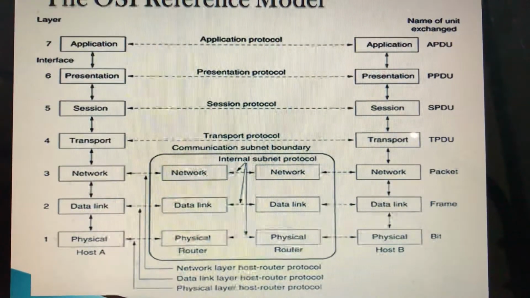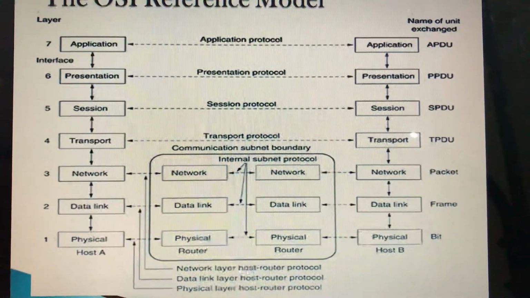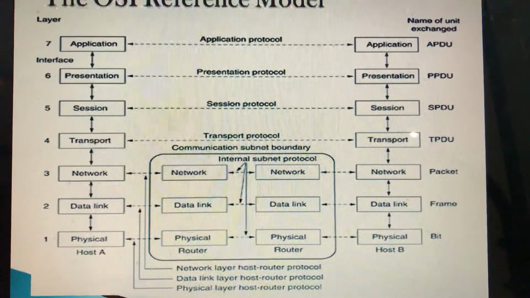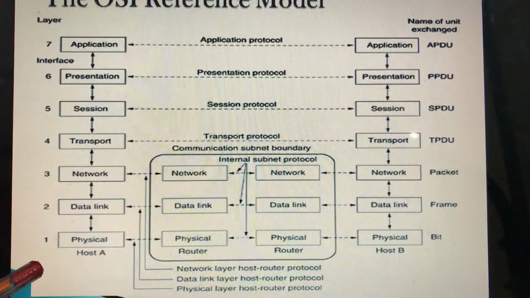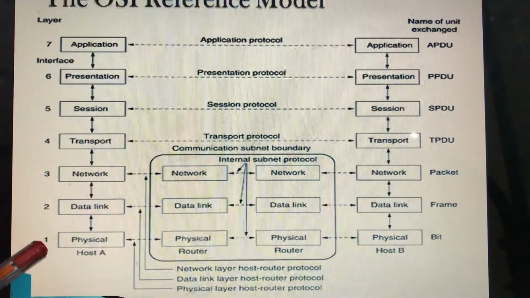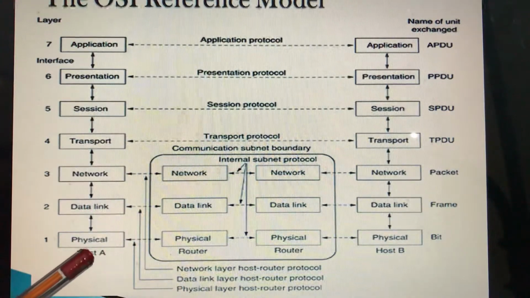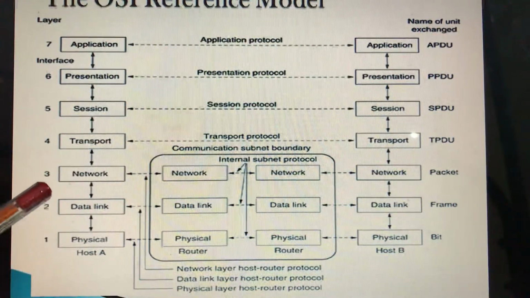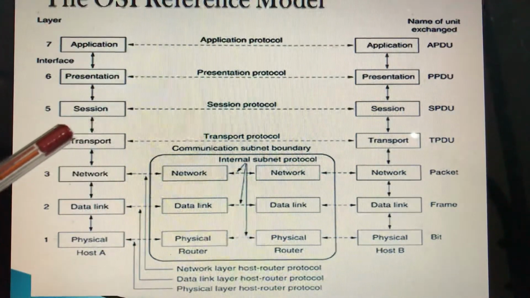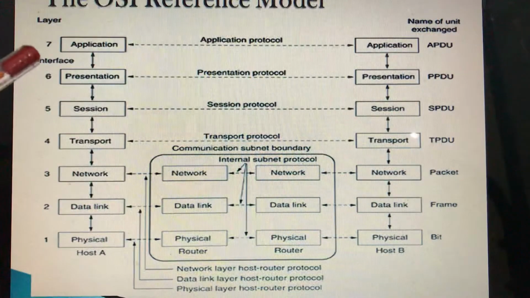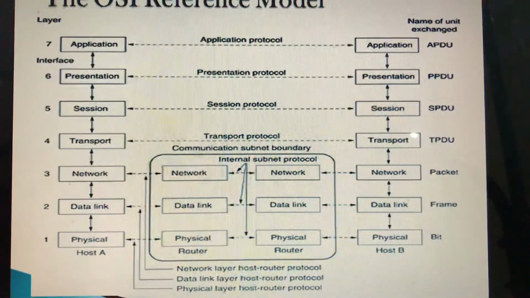This figure shows the OSI reference model. It is a 7-layered network architecture model. As you can see, each host contains 7 layers, layer 1 to layer 7, and the layers are given specific names. Layer 1 is the physical layer, layer 2 the data link layer, 3 the network layer, 4 the transport layer, 5 the session layer, 6 the presentation layer, and the 7th one the application layer.